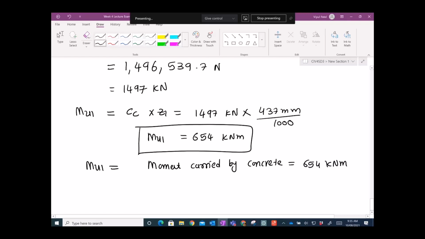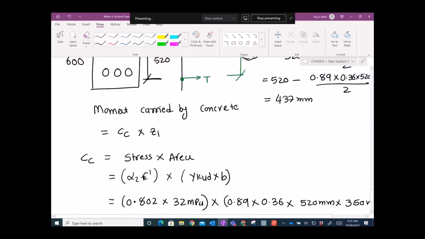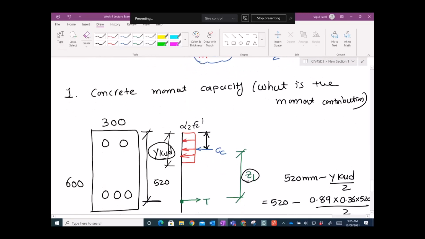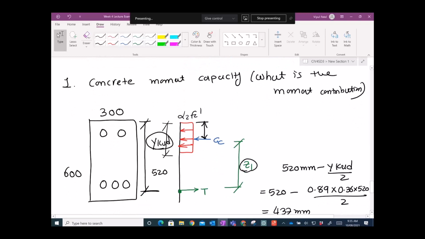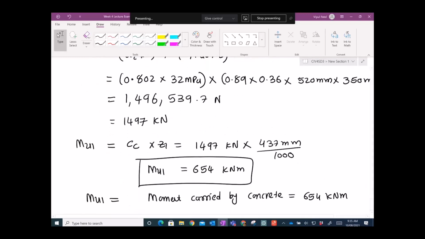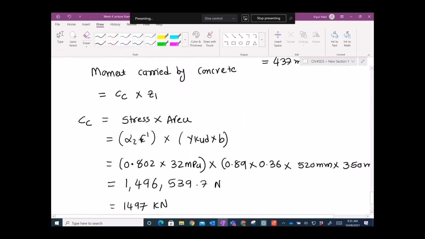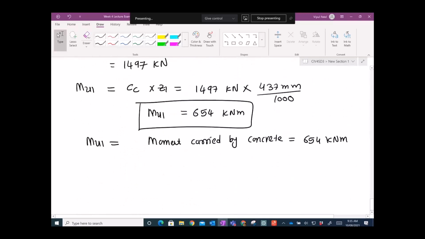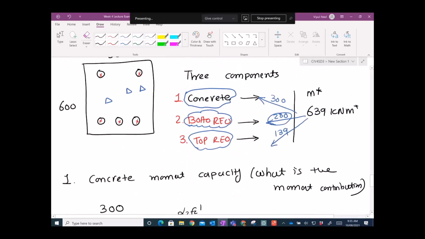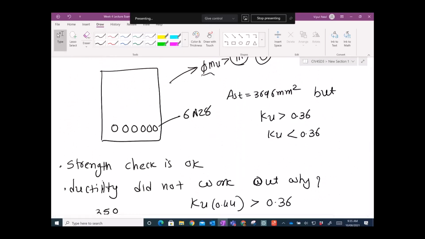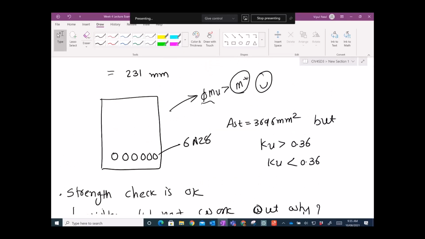I hope you don't have any problems calculating this moment carried by the concrete. If you forget about the whole example and someone asks how much moment would be taken by the concrete, it is just a force times perpendicular distance, and we take the moment about the tension force, and then Mu1 equals 654 kilonewton meters. So that is step number one. Of course, step number one was to find out whether singly reinforced is adequate or not. Strength-wise it was okay, but you can use 6 N28 bars with 3696, which will have enough capacity.